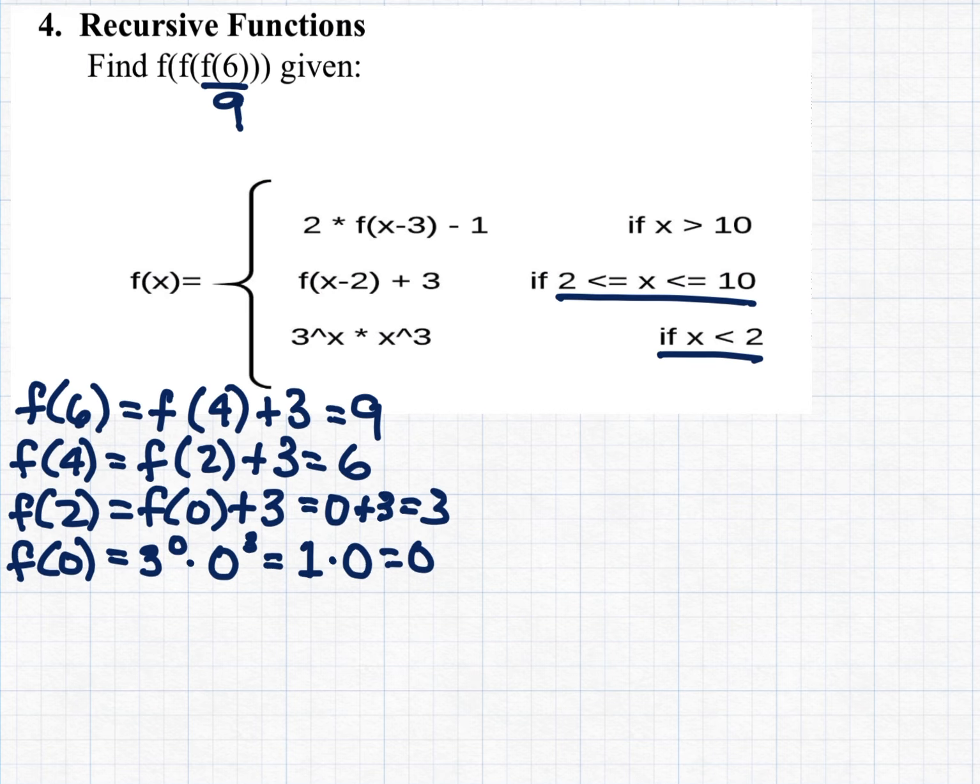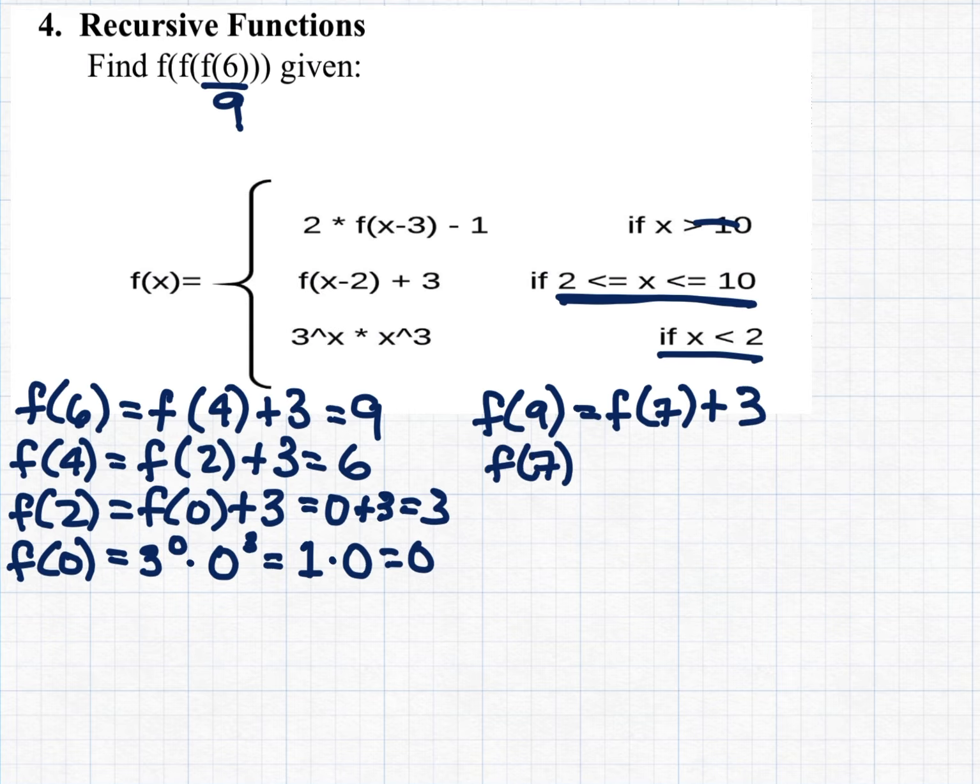So when we solve for f of 9, it is not greater than 10. It is between 2 and 10. So we will use the second equation, f of 7 plus 3. And then f of 7 is equal to f of 5 plus 3.